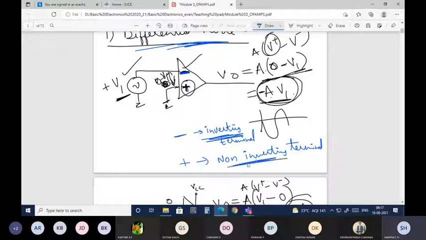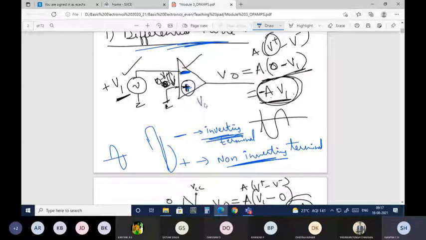Non-inverting terminal means it will not invert the output. However the input is given, the output will also be in the same way but amplified. That is the only difference. So in the differential mode, either you will be giving input to the inverting terminal or to the non-inverting terminal. To either of that, you will give the input so that you will calculate the output.